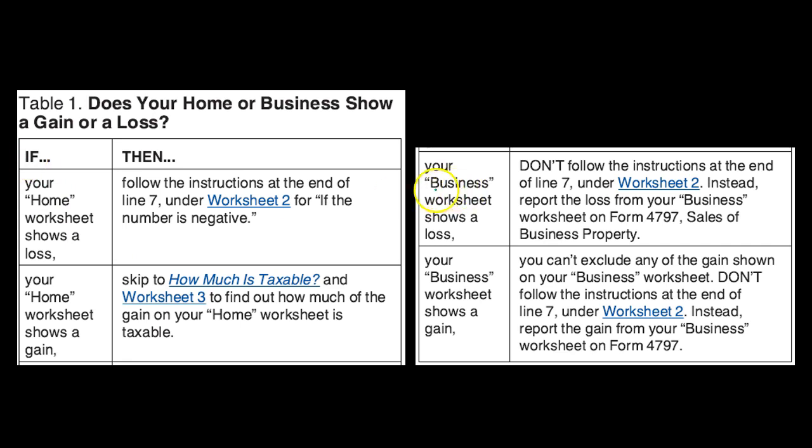And then if your business worksheet shows a loss, then don't follow the instructions at the end of line 7 under Worksheet 2. Instead, report the loss from your business worksheet on Form 4797, Sale of Business Property. And if your business worksheet shows a gain, then you don't exclude any of the gain shown on your business worksheet. Don't follow the instructions at the end of line 7 under Worksheet 2. Instead, report the gain from your business worksheet on Form 4797.